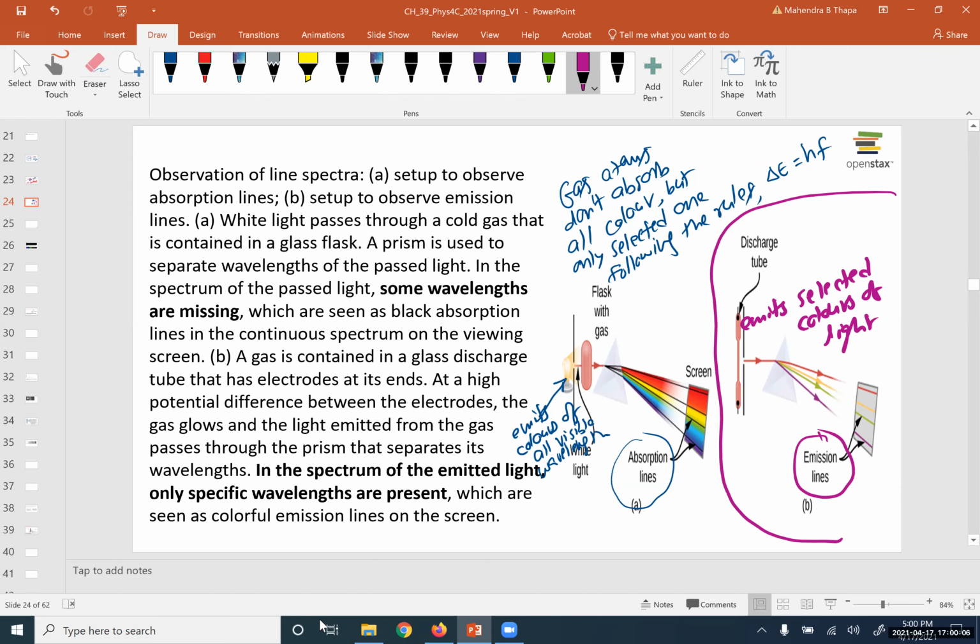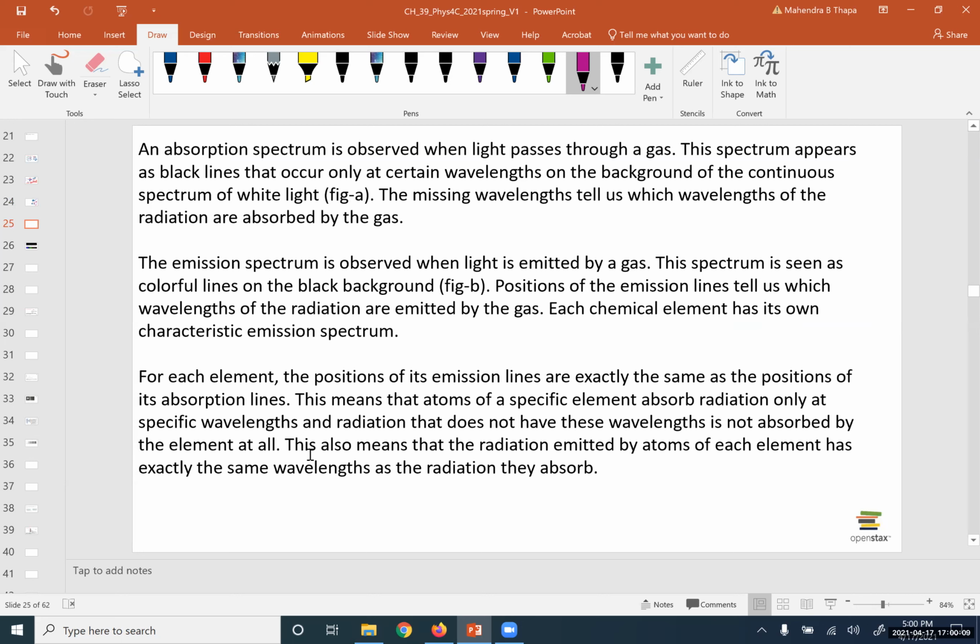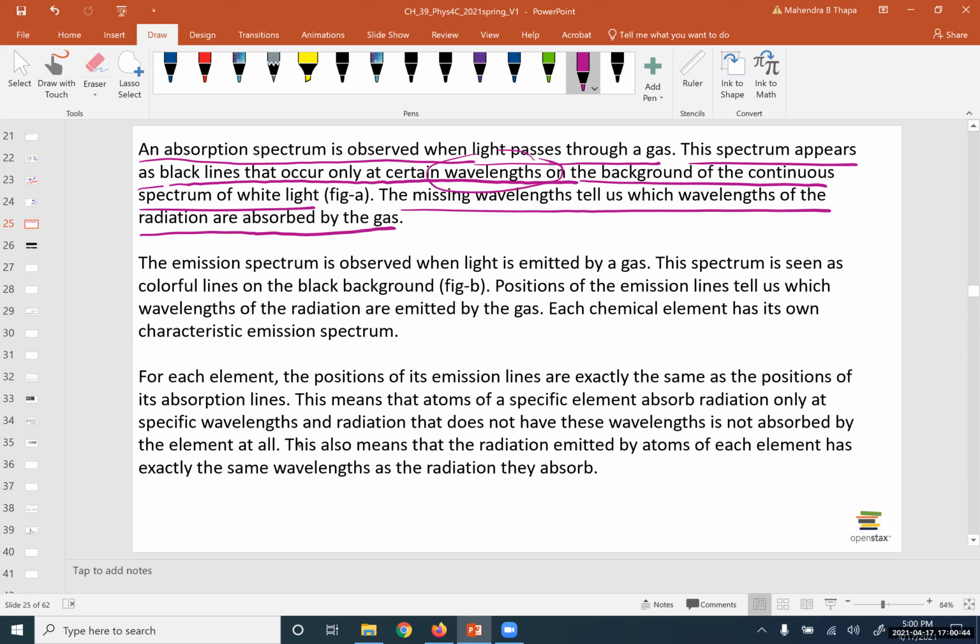Okay, so let's see one example over here. In this slide, we are explaining what we observe. An absorption spectrum is observed when light passes through a gas. This spectrum appears as black lines that occur only at certain wavelengths. This is the important point: certain wavelength, I mean certain frequency, on the background of the continuous spectrum of white light. The missing wavelengths tell us the wavelength of the radiation absorbed by the gas. This is all about the first part.